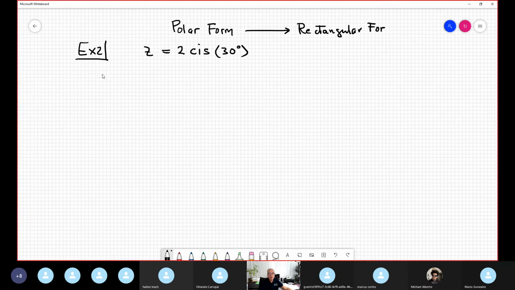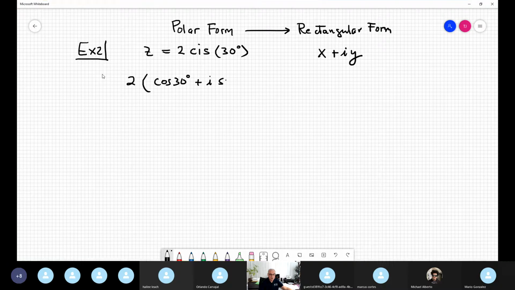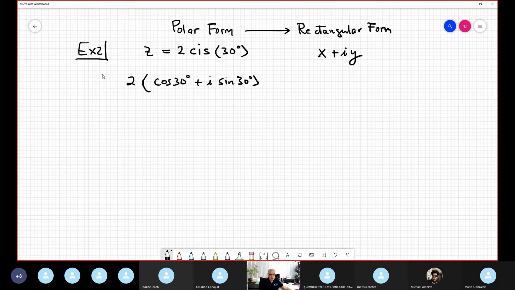Rectangular is x plus iy. Well, this is easy because it's just cosine i sine notation: cosine 30 degrees plus i sine 30 degrees. Cosine 30 degrees is radical 3 over 2. Don't forget the r too. Plus sine is 1/2. When you multiply this and this, we have radical 3 plus i. Boom, end of the story.